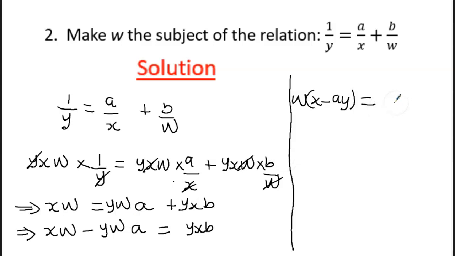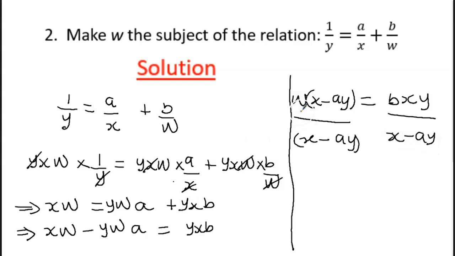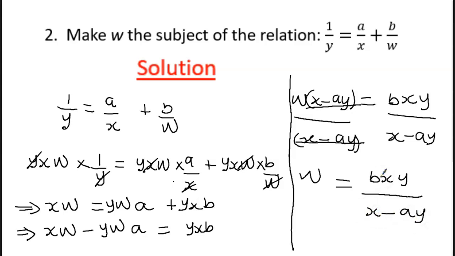Equal to b x y. So we want w, we divide both sides by x minus a y. So we cancel the bracket. w is equal to b x y over x minus a y. Remember, don't cancel y, this y and that. It's not done. So that is our answer.